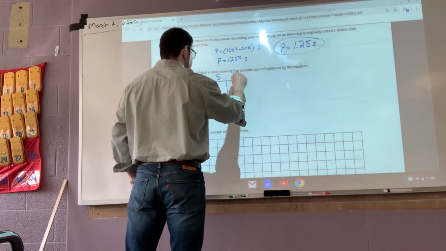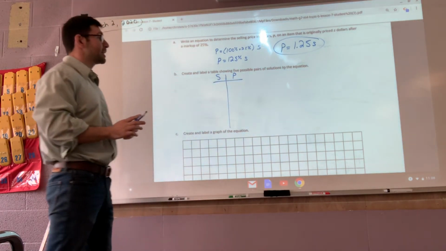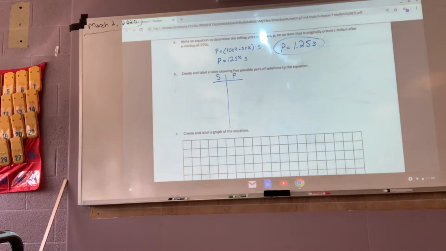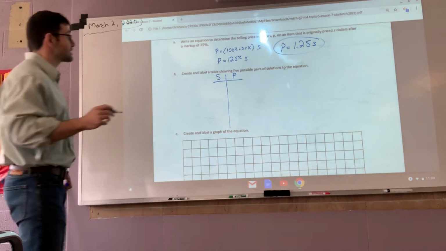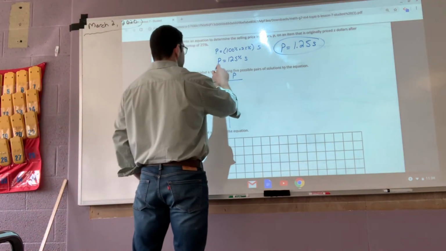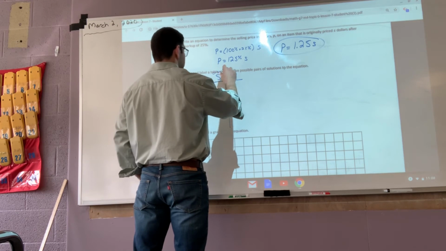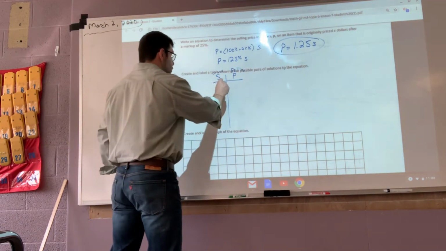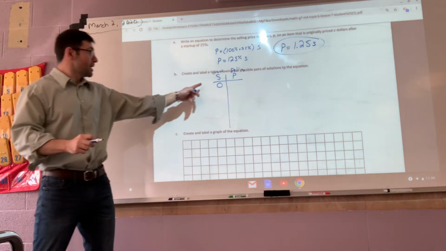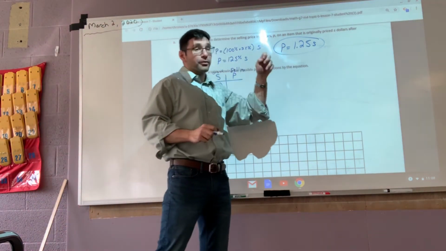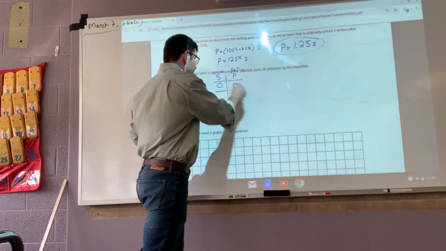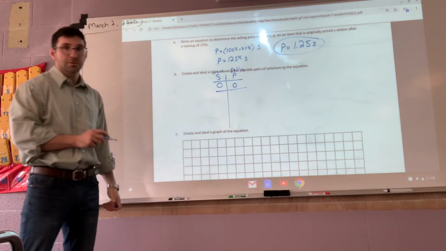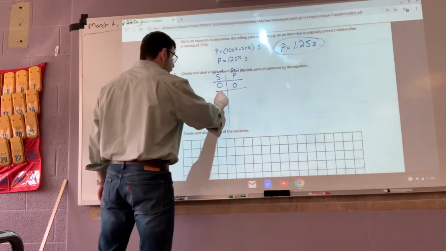S, P. We are creating and labeling a table to show 5 possible pairs. Well, S is the original. P is the selling price. If the original was $0, if I substitute in 0 for S, I multiply it, it's still going to be $0. What if it's $1?